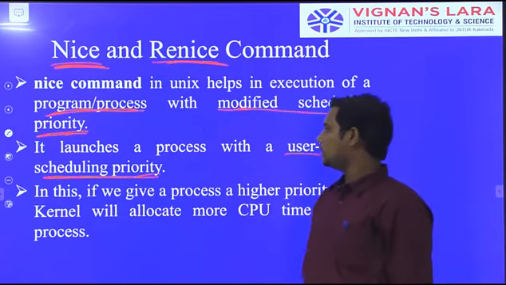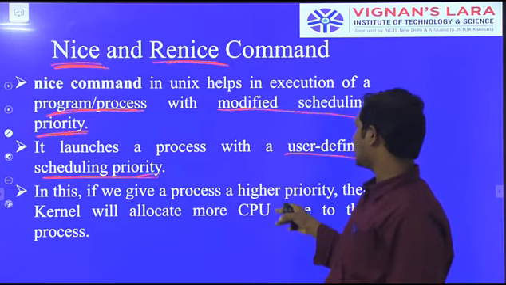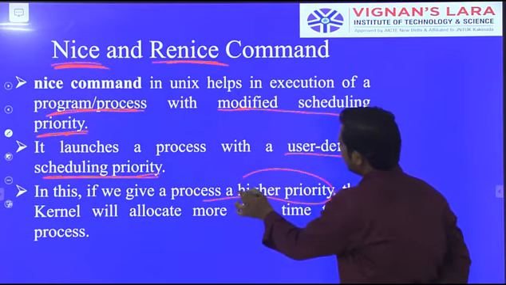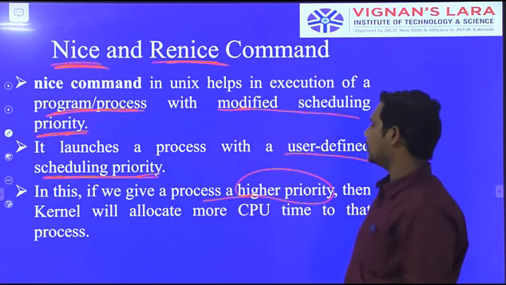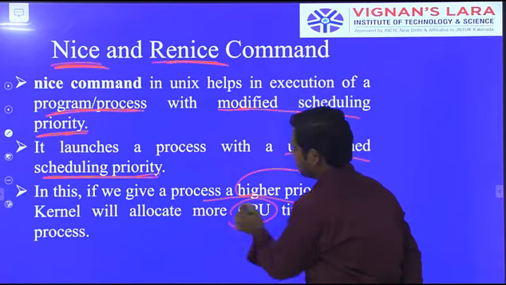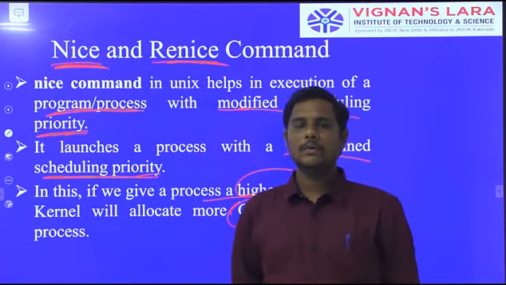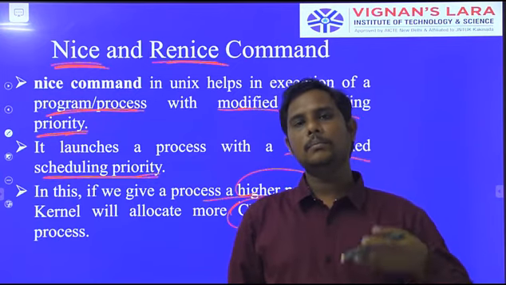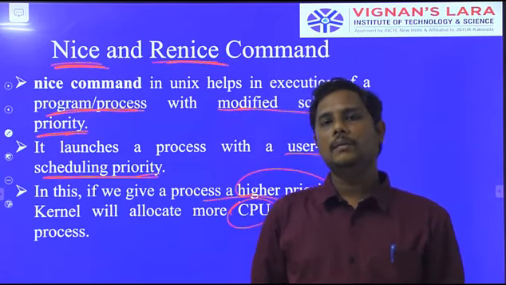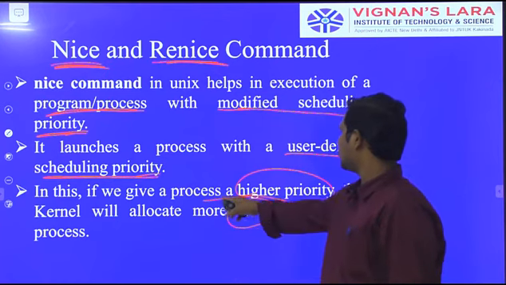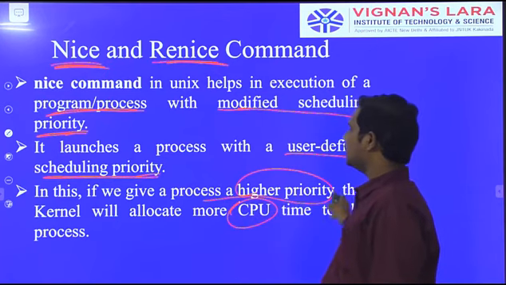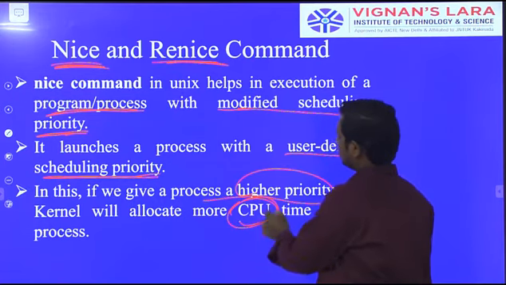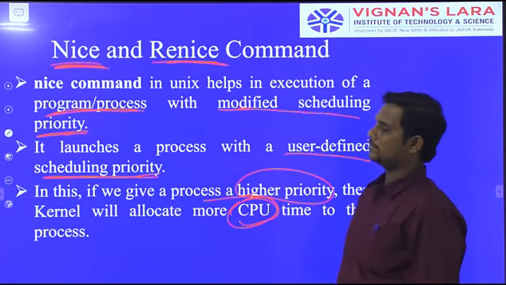Why use a user-defined schedule priority? We can use the nice and re-nice commands. If you give a process a higher priority, then the kernel will allocate more CPU time than usual. We know that already. If the process is big, the time it takes is also very big. So if the process has higher priority, the kernel allocates more CPU time to that process.